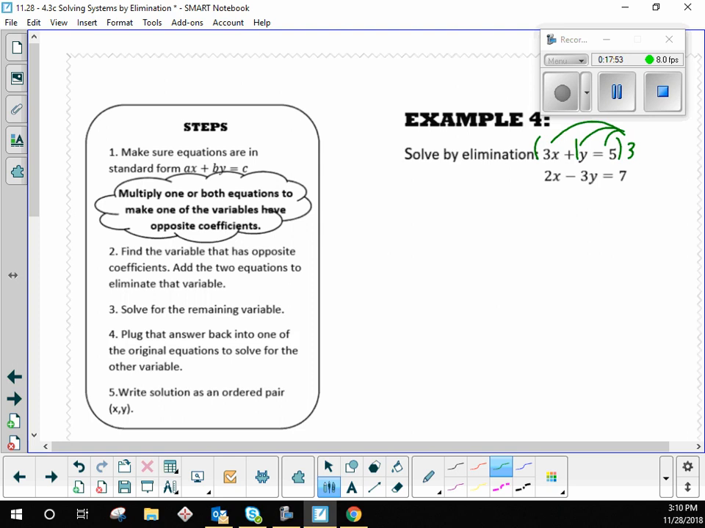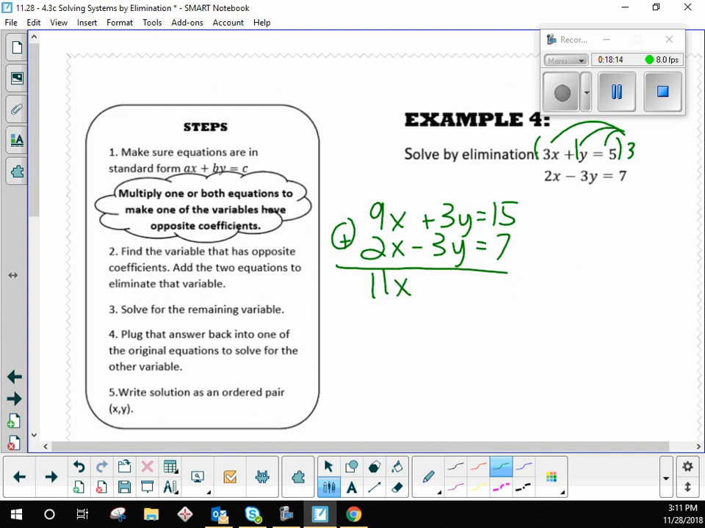And then I actually don't have to change the second one at all, right? In the first example, we had to change both. But see, we don't have to do that every time, just in this one. So when I distribute that 3 through, I get 9x plus 3y equals 15. And then I bring down the other equation. I add them. So 9x plus 2x is 11. These are gone. 15 plus 7 is 22. Divide. Good. That's 2, right?